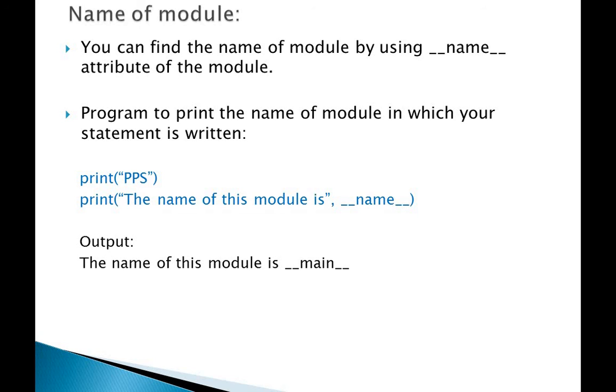How can it be used? Check the syntax for using it. Print, the name of this module is... Currently, which module are we in? It can be displayed using this name attribute. The output of this program is: the name of this module is __main__.